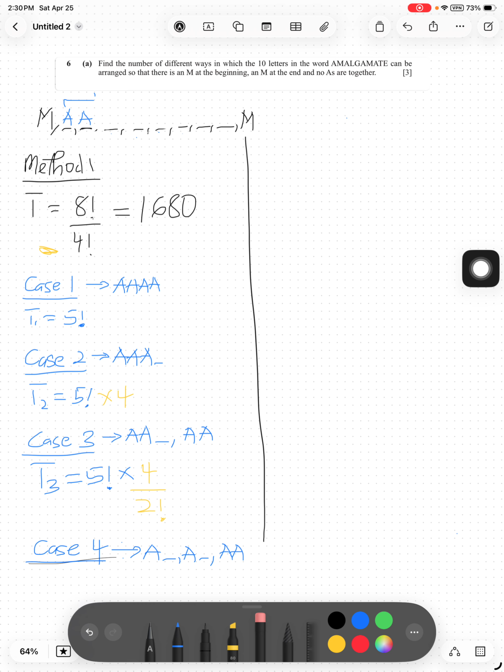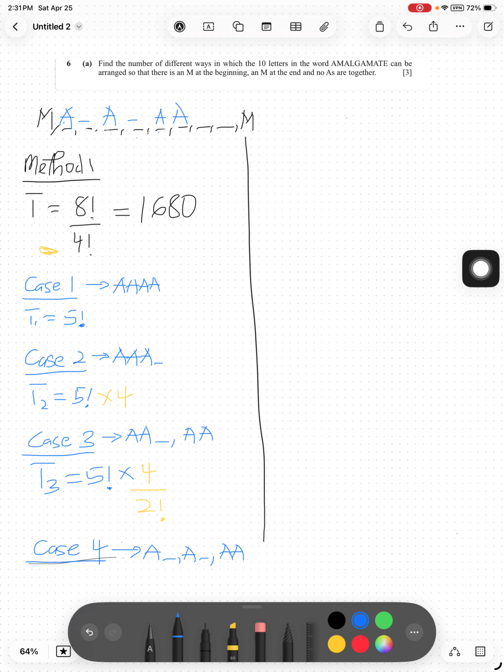Okay, so let's clean everything then. So we have A with a space, and then another A with a space. Then we can have our A and A. Okay, so we can treat them as blocks.